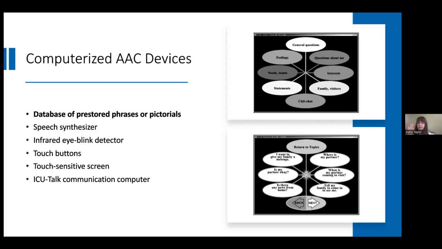This example that I have on the right with the top and bottom is an example of ICU Talk Communication Computer, which is a program that was developed by Macaulay and colleagues. This is a web system of general questions, interests, family and visitors, just chit chat, as well as wants and needs and a few others. So they could select one from the web, and then it would give some pre-designed phrases specific to ICU patients. So this is a computerized AAC device that is specific to the ICU, but that doesn't necessarily mean it's the one you would have to buy.